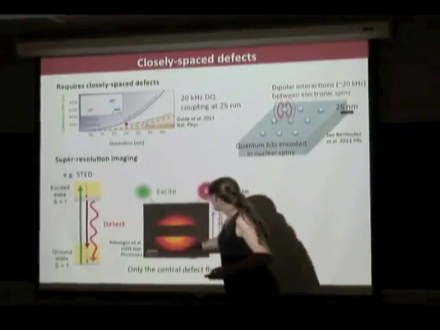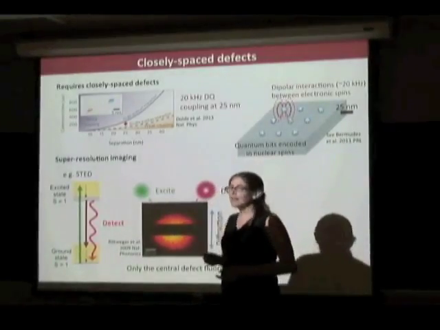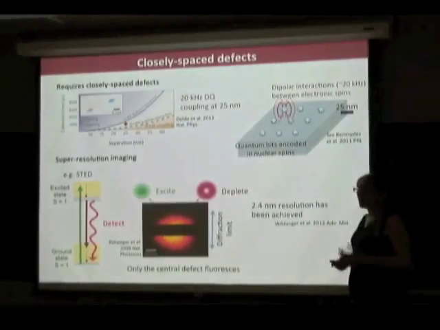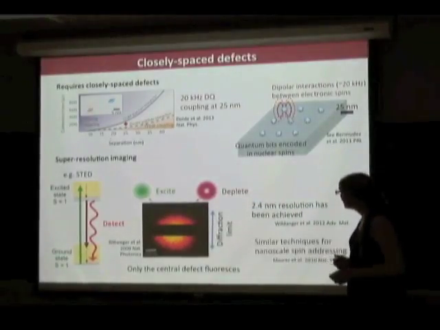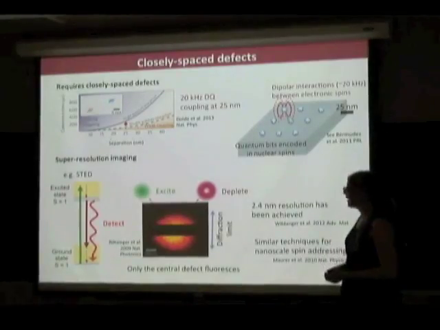This is the diffraction limit. This is a STED image of the same NV center. And I think the record now is about 2.4 nanometer resolution. And I should also mention that other techniques have been developed, including those that are amenable to nanoscale spin addressing.